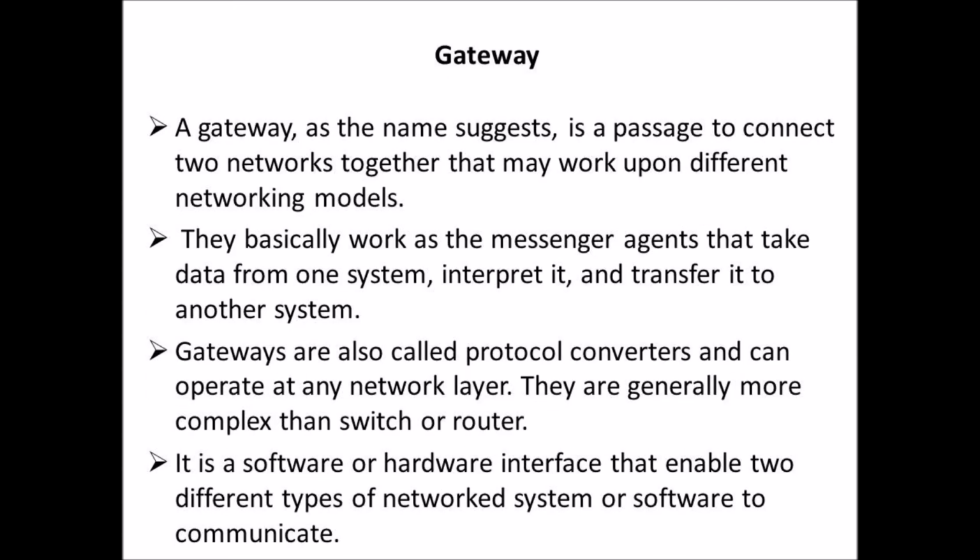Sixth one, gateway. A gateway, as the name suggests, is a passage to connect two networks together that may work upon different networking models. They basically work as messenger agents that take data from one system, interpret it, and transfer it to another system. Gateways are also called protocol converters and can operate at any network layer. They are generally more complex than a switch or router. It is a software or hardware interface that enables two different types of network systems or software to communicate.